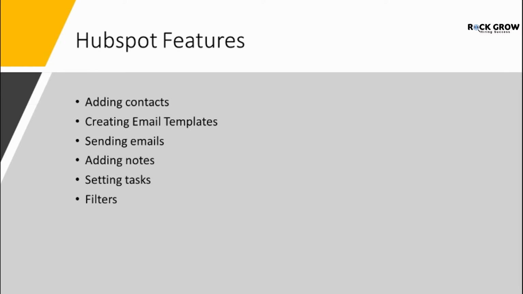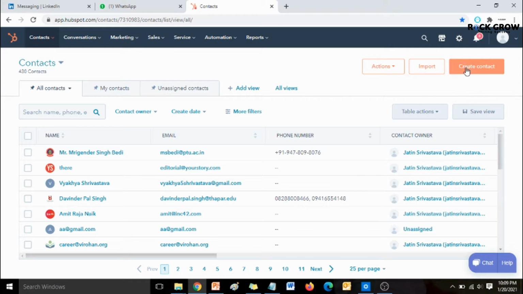Then some filters to filter out the irrelevant contacts, and get only the relevant contacts. Let me show you how to do everything practically. The first feature that we need to explore is adding a contact. Adding a contact on HubSpot is very easy.